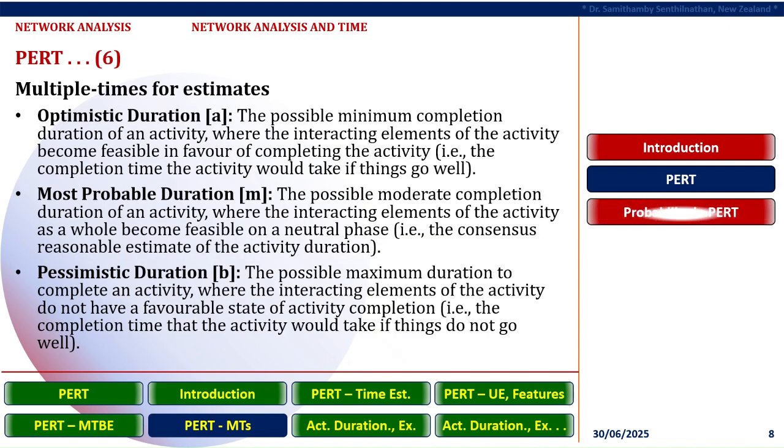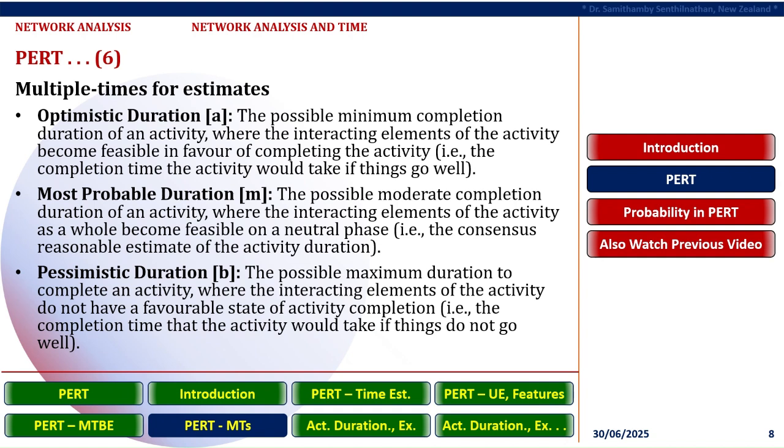Next are the types of multiple times used for estimating the activity duration. First, optimistic duration, known as A: the possible minimum completion duration of an activity, where the interacting elements of the activity become feasible in favor of completing the activity, that is, the completion time the activity would take if things go well. Second, most probable duration, known as M.